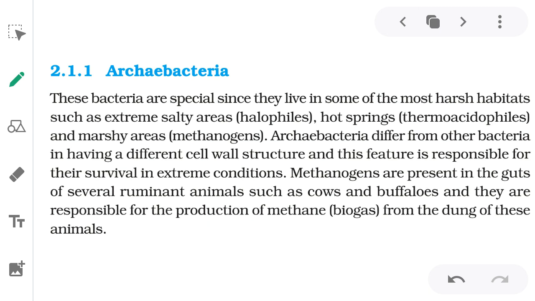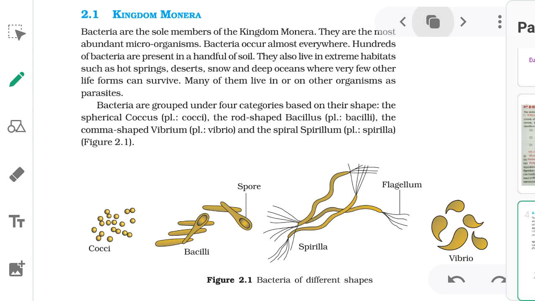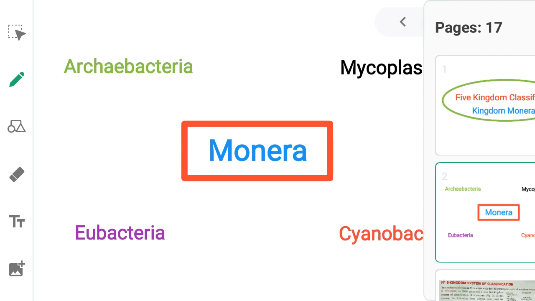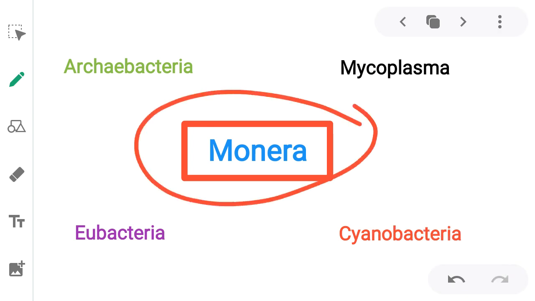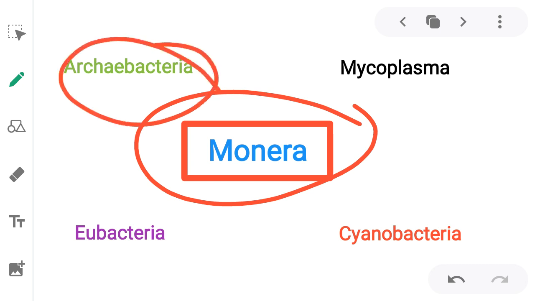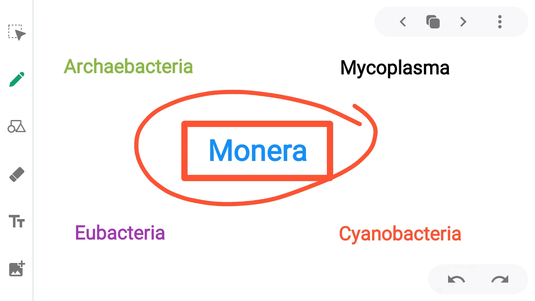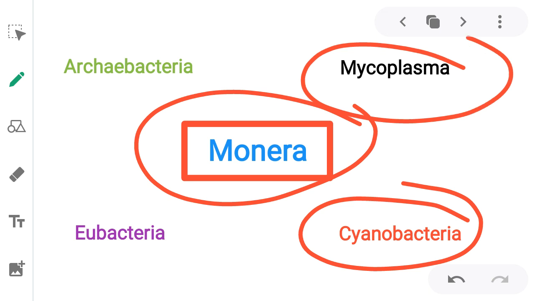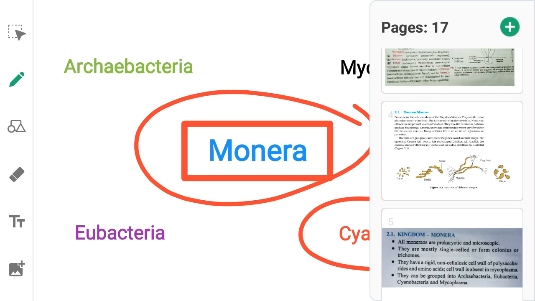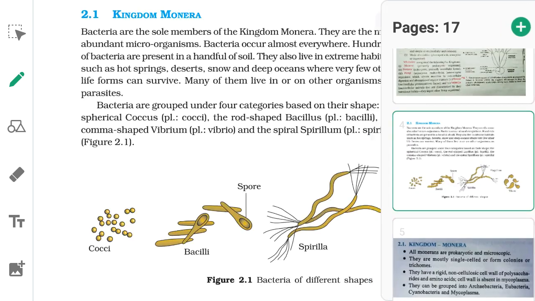What is Monera? Just go to the first slide, second slide, and here you can see that we have to study the Monera kingdom. When we talk about the Monera kingdom, we will study Archaebacteria, because we have further divided Monera into 4 subkingdoms, you can say subdivisions: Archaebacteria, second one is Eubacteria, third one Cyanobacteria, and fourth one is Mycoplasma. So these 4 we have to discuss in this video.